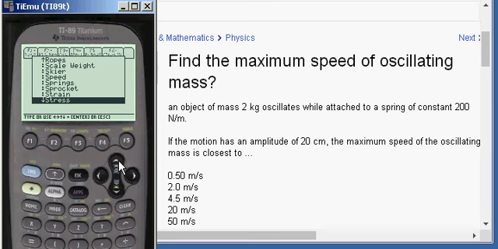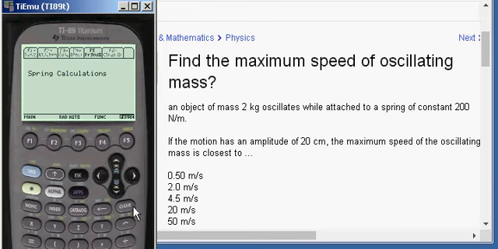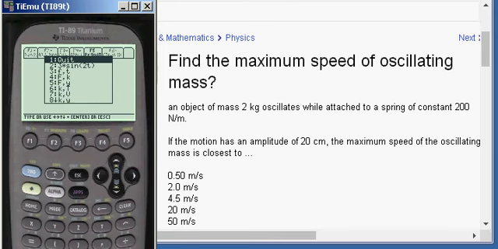So, the problem is dealing with springs. So we're going to scroll to springs. There it is. And then we're going to choose vertical. And then we're going to choose what's given here, which is M, K, and amplitude.